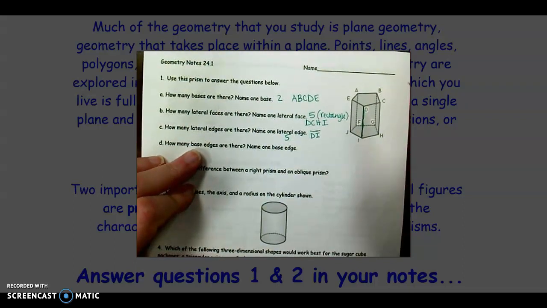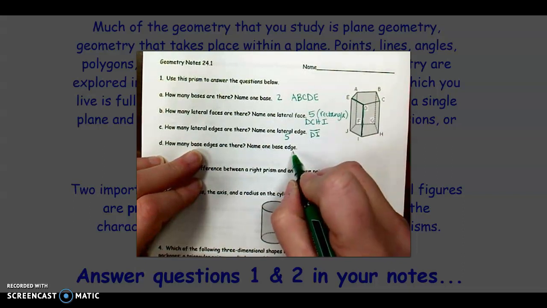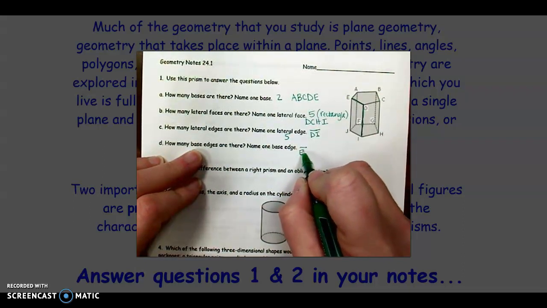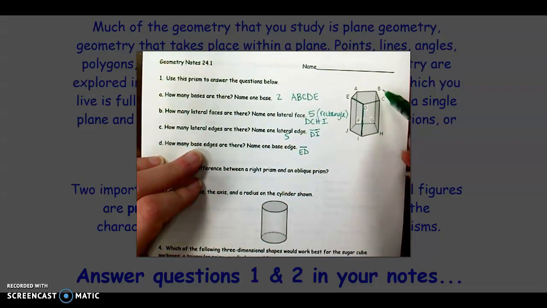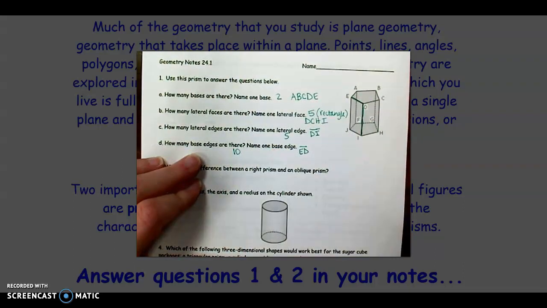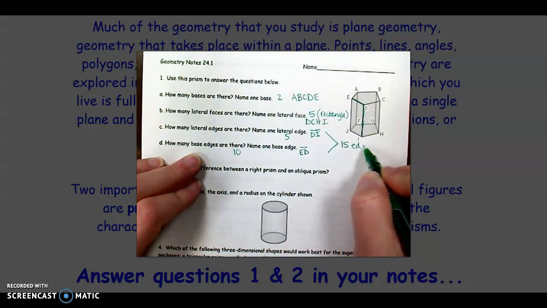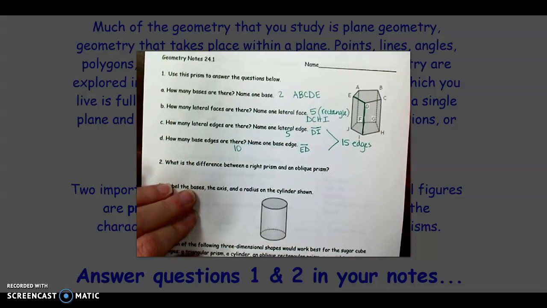How many base edges? Base edges are where the base meets the lateral face. So these are these segments, like right here. One base edge would be that segment I just highlighted, segment ED. There are 5 along the top, 5 along the bottom, so there are 10 base edges. So all together, we have 15 edges in this prism.